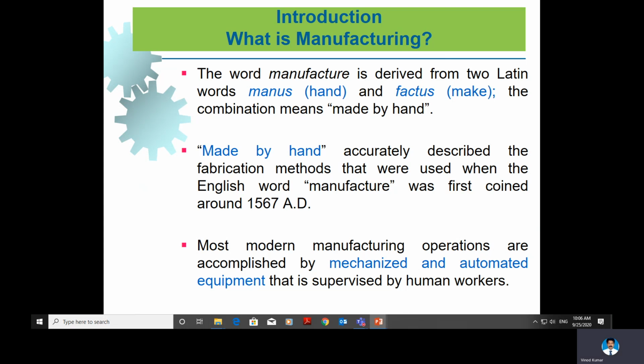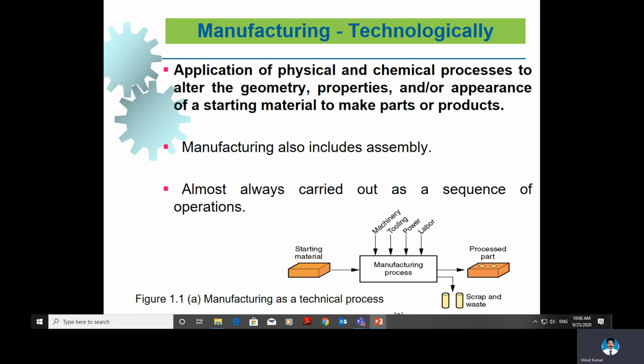So, most modern automated equipment is used for producing various products. Mainly in a manufacturing operation, we have 3 components you can see here: starting material, manufacturing process, and then you can see the final finished product.